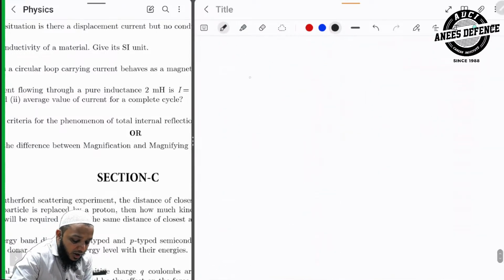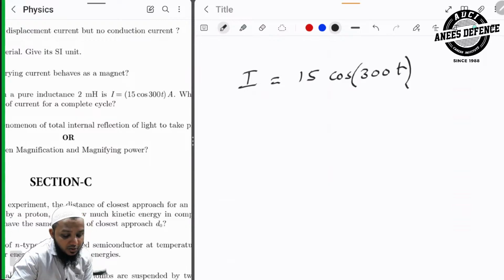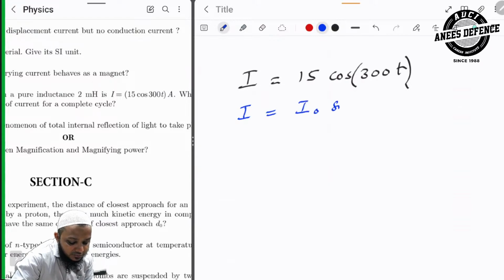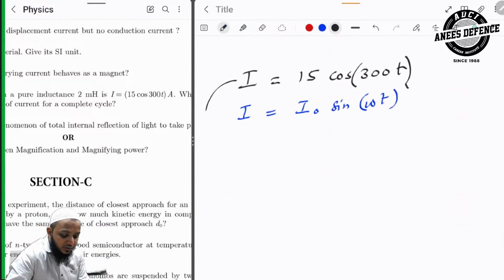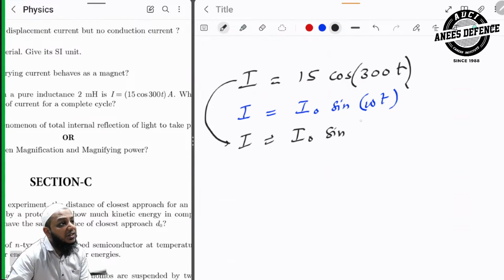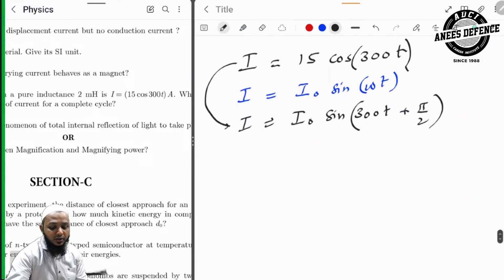See, I will write. I is equal to 15 cos 300t. This is given. Now, I will compare it with the standard equation. What is the standard equation we have? I naught sine omega t, right? So, shall I write this equation in terms of sine? Yes, I can write. I naught cos theta can also be written as sine of theta plus 90 degrees, theta plus pi by 2. So now can I compare it?